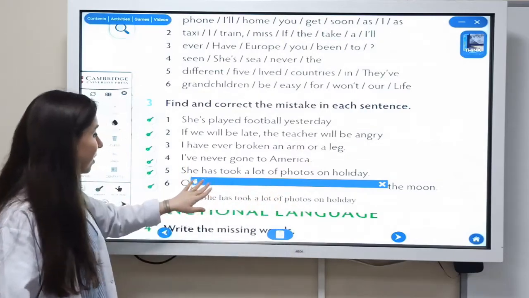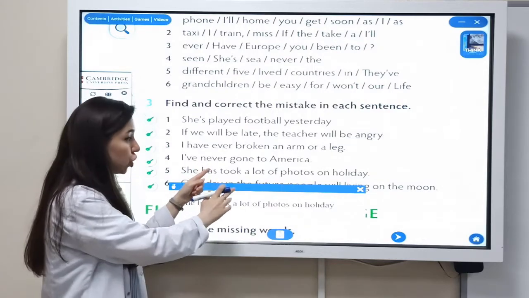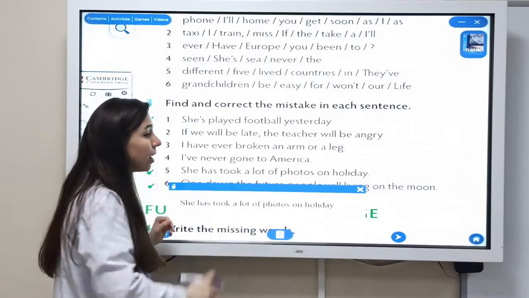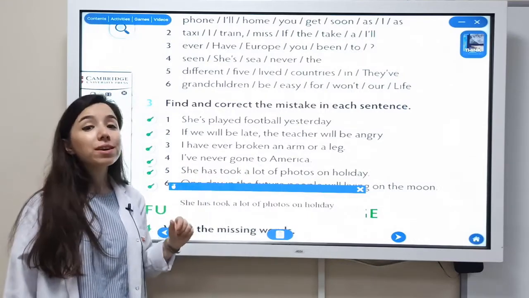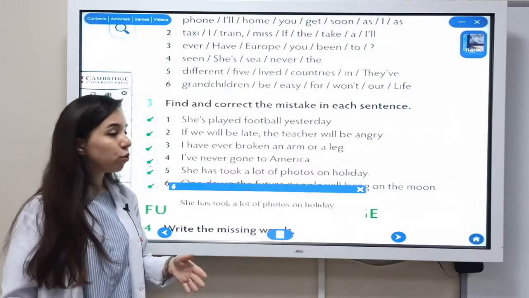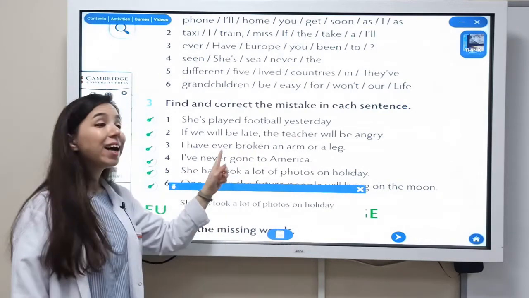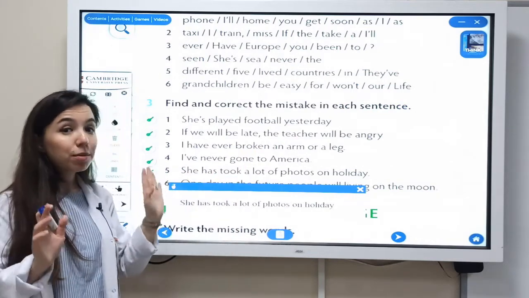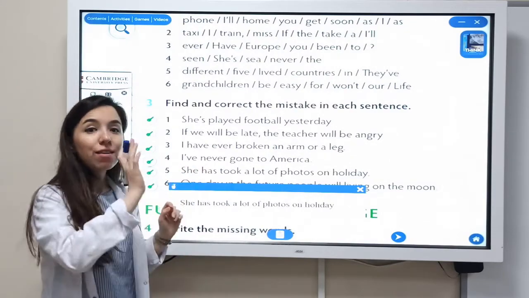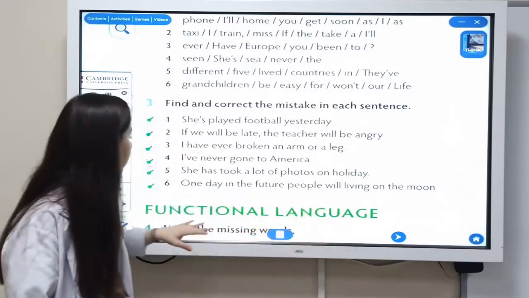So in the sentence like this, both answers are true. She took just without has. Okay, if you want to write past simple. She took a lot of photos on holiday. Or for present perfect simple, because maybe it's not something that finished until now, it's going to be happen. She has taken a lot of photos on holiday. So, has taken or just took. Please don't confuse them together. Has took, we don't have. Has taken or took.